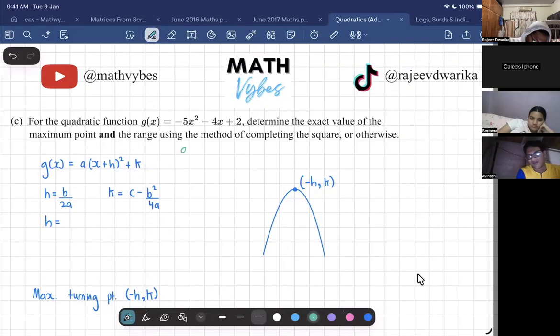So Avinash, tell me what A, B, and C is first. A is -5, -4, and 2. Right, so B is -4. So that's -4 all over 2 by A. A is what? -5. Right, so that's going to be -4 all over -10.